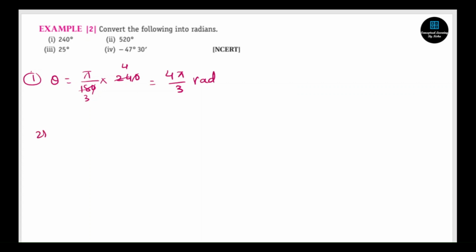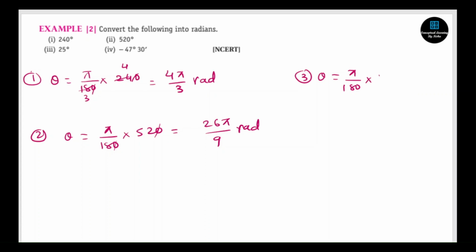Very easy question. Second one, again the same way: pi over 180 times 520, and when we simplify this, we'll get 26 pi by 9 radian again. Then the third one: theta equals pi over 180 times 25. So this gives me 5 pi by 36 radian.